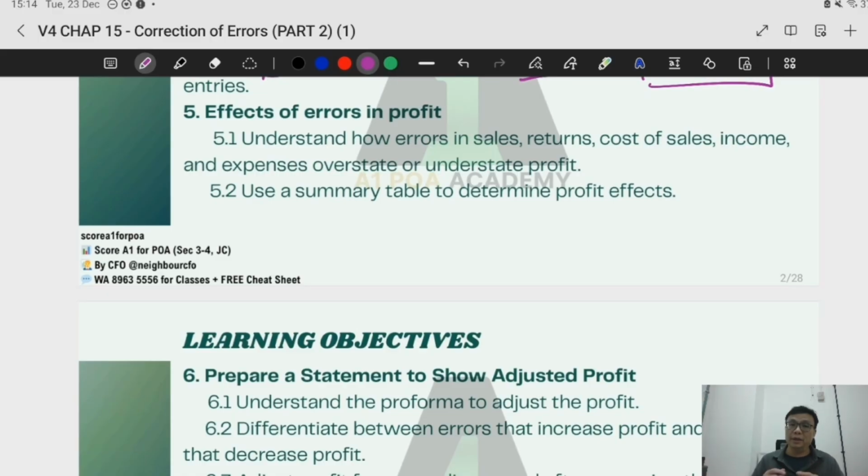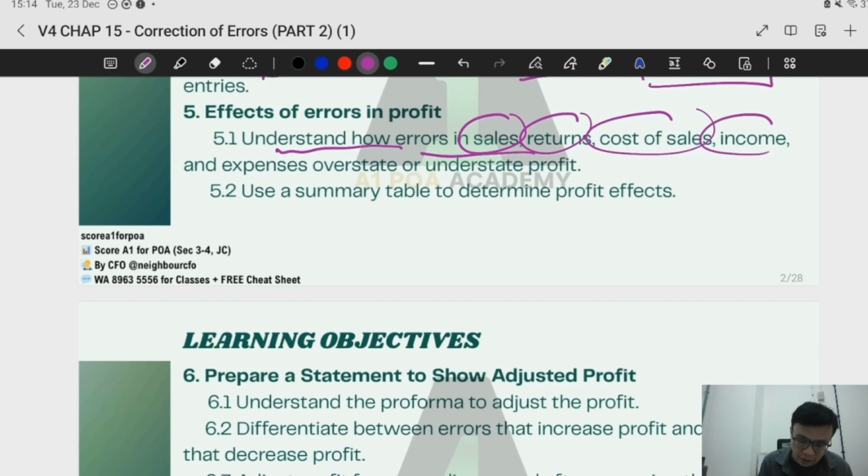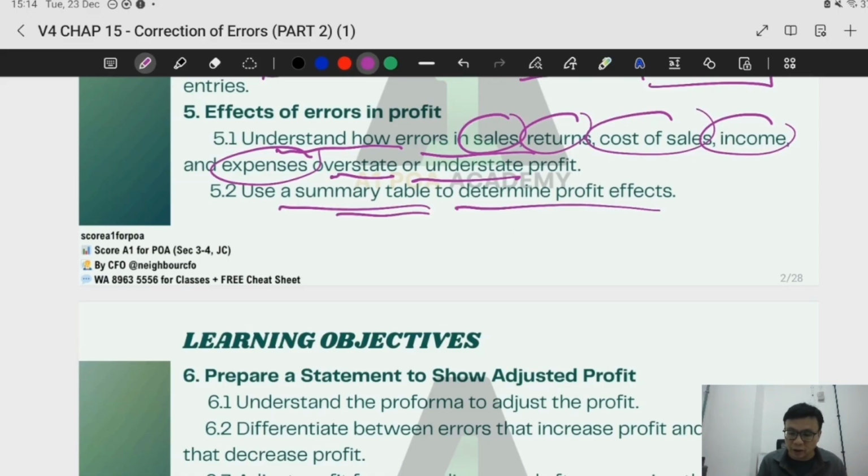Thereafter, we talk about the effects of the error in profit. So we come up with the pro forma statements before and after the changes as far as the statement of financial performance are concerned. This is where we understand how the error in the sales return, the cost of sales, the income and expenses are over or understating the profit. And we use a very useful table to be able to determine all these profit effect.